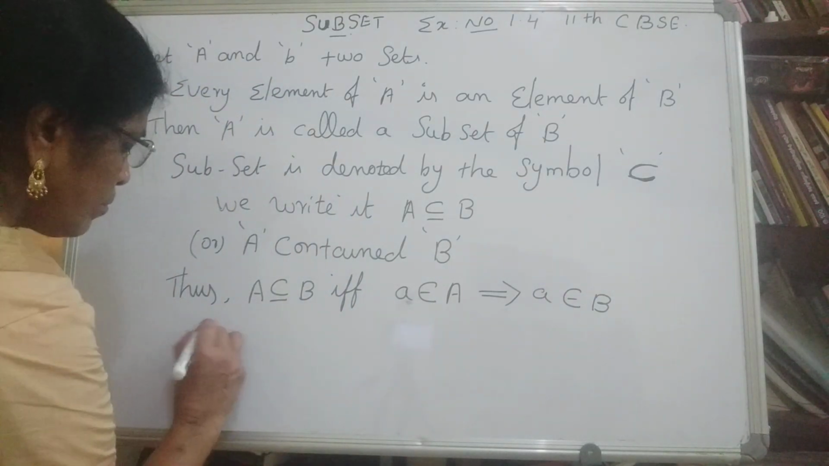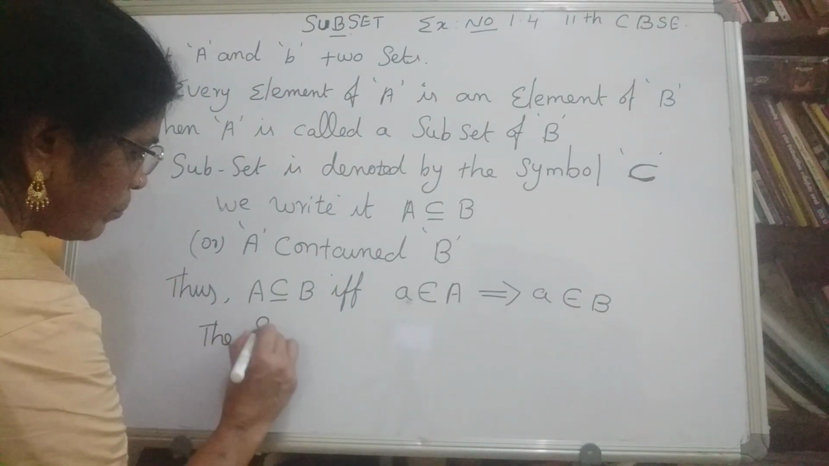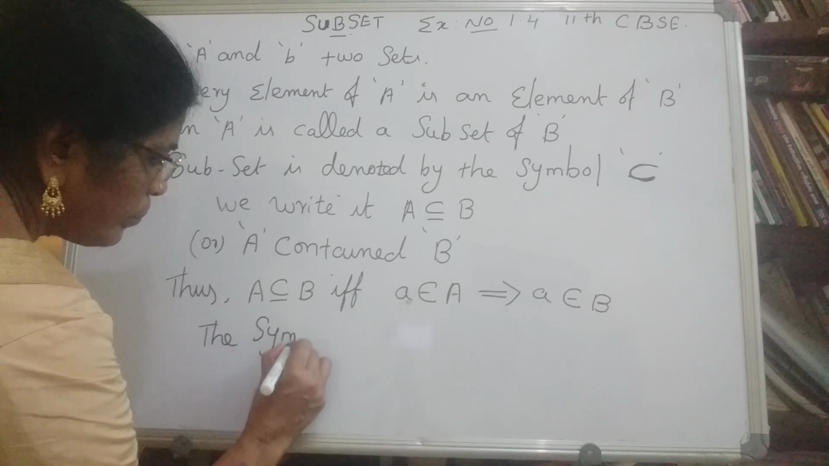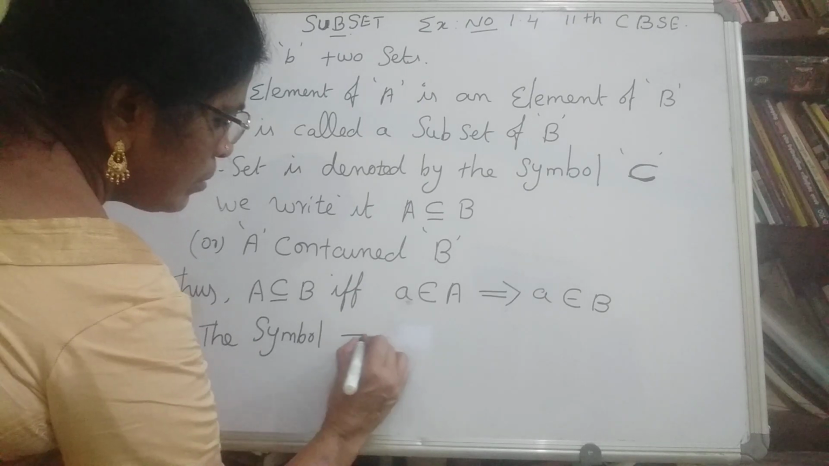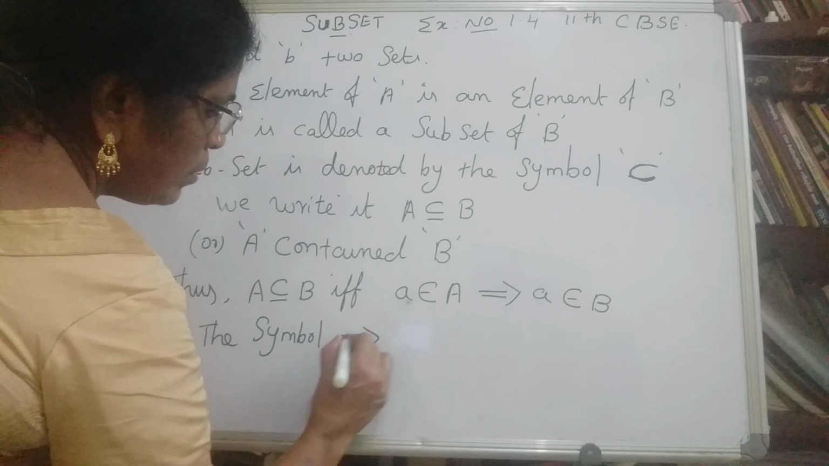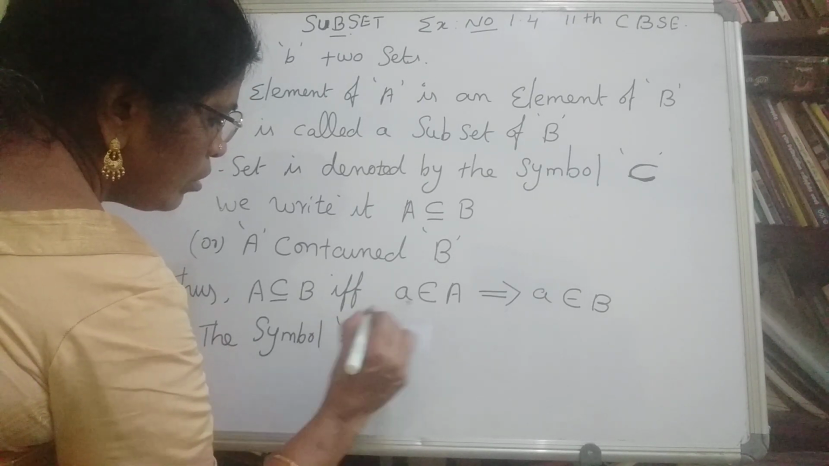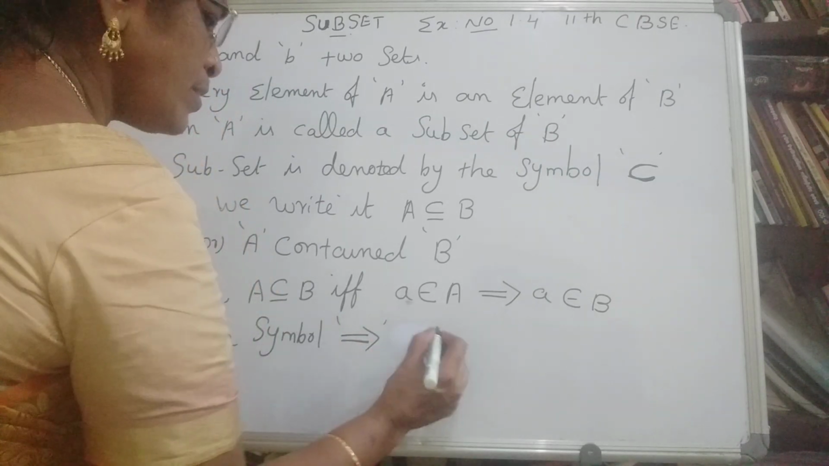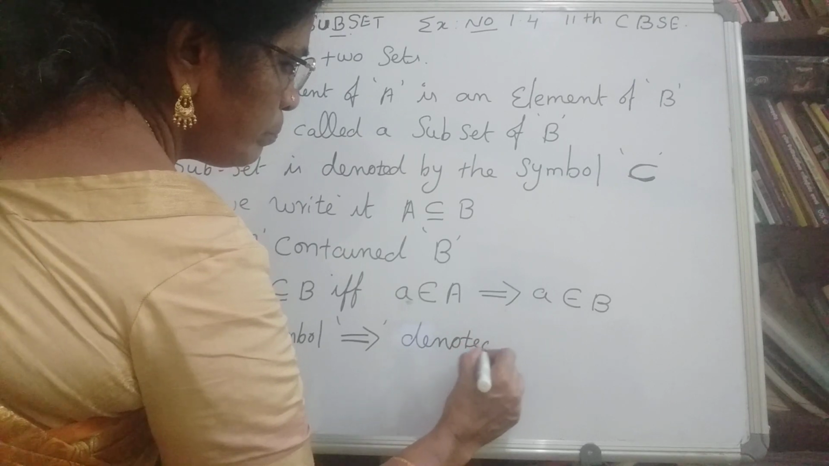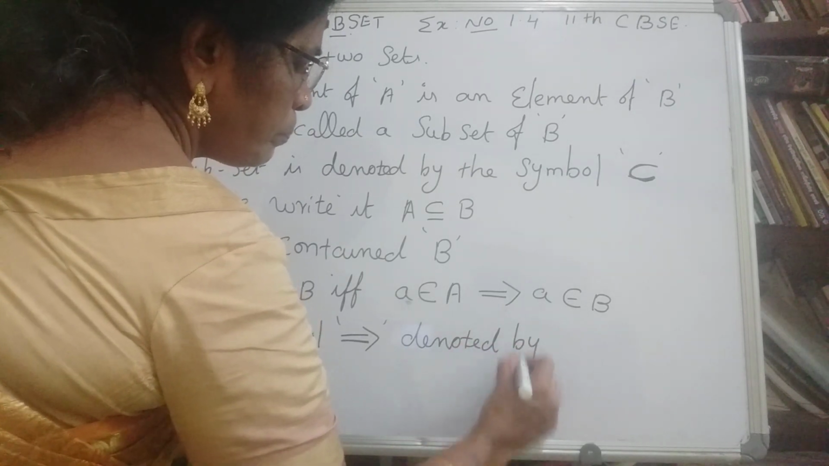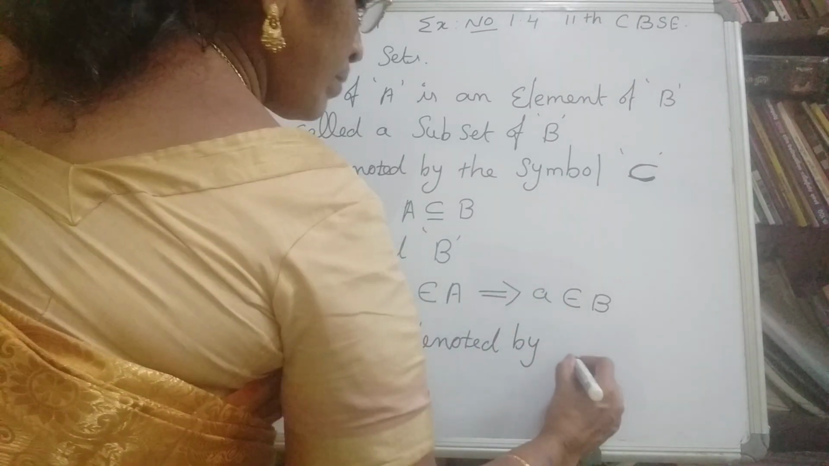The symbol is a horizontal arrow, and this symbol is denoted by implies.